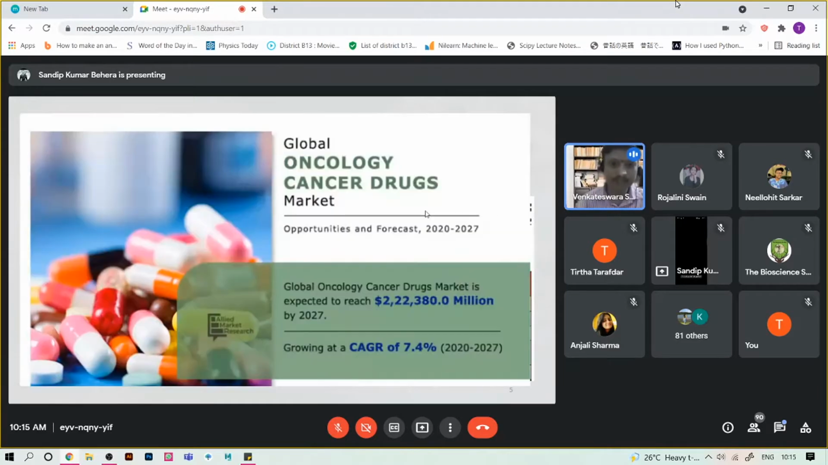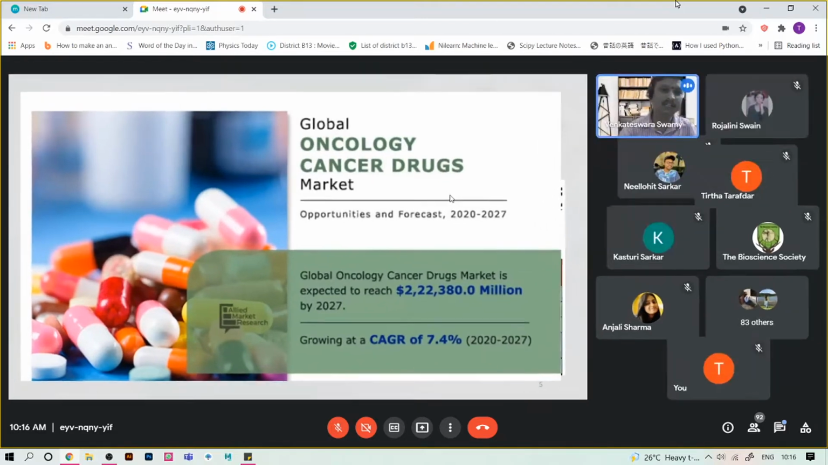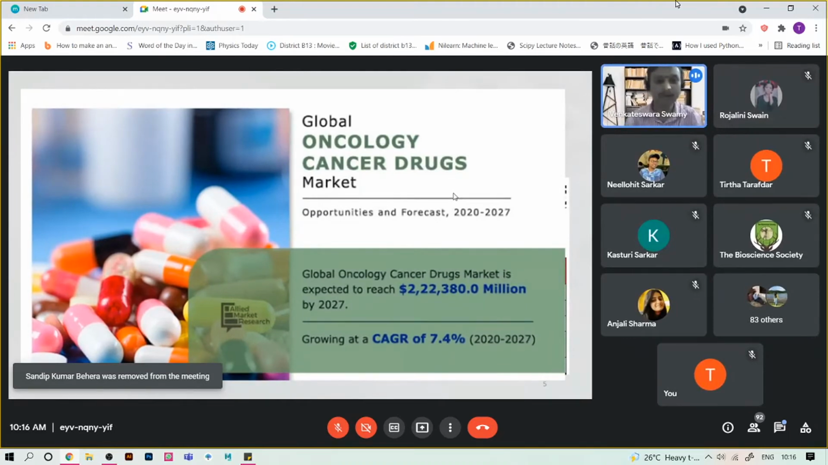Now further, when we look at the market, exactly the pharmaceutical industry, how they are growing by selling these cancer drugs from their point of view. So here we can see that Allied Market Research shows the global oncology cancer drugs market going up to 2,22,380 million dollars just by selling cancer drugs. So it means that as we enhance this cancer disease, proportionately it also increases the price of drugs. So it is not feasible for the common man to get treatment with drugs that are very high in price.